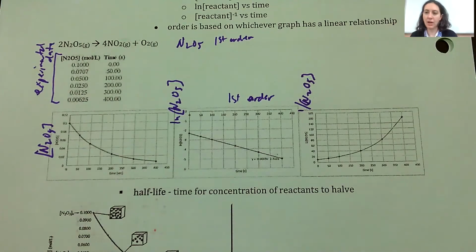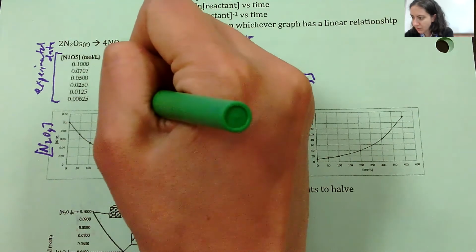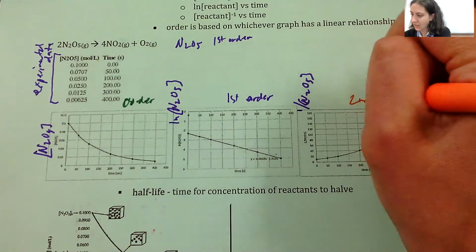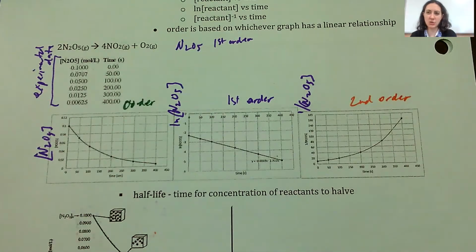And this one is not a straight line, so it's not second order. So this represents zero order, that's first, and then this one is second order. And basically, whenever you see problems like this, they're going to show you all three graphs, or you have to make all three graphs. Whichever one's the straight line, that's how you know what order it is.